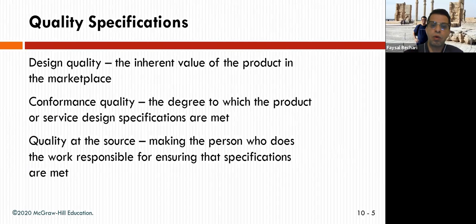Now, the quality specifications. First of all, we need to set up the quality specification. So the design quality is the inherent value of the product in the marketplace. So you need to see what's in the marketplace, what kind of quality is there. You need to have something of better quality if you're planning to compete in the market.